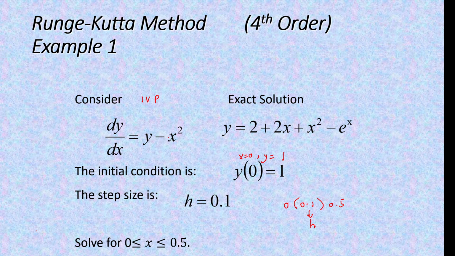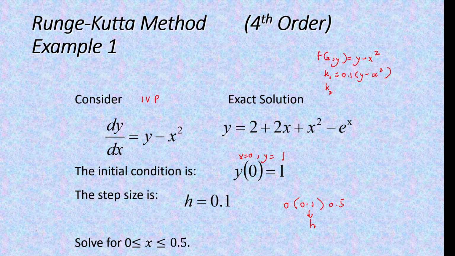dy/dx equals y minus x squared, so your f(x,y) is y minus x squared. Then solve it using the fourth order Runge-Kutta method. First of all, you have to find K1. The step size h is 0.1, so you have 0.1 multiplied with your f(x,y), which is y minus x squared.